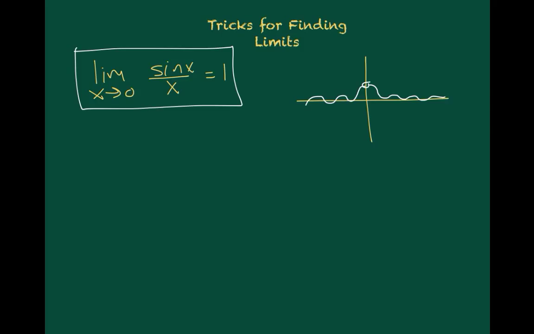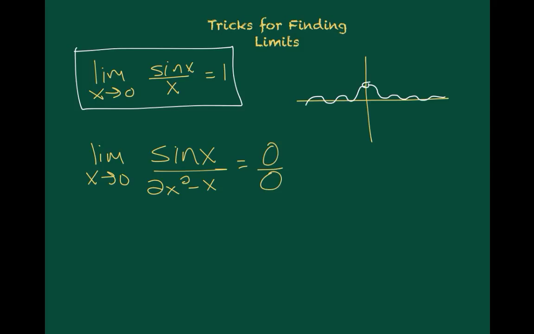So for instance, we might get something like this: the limit as x approaches 0 of sine x over 2x squared minus x. Now, if you plug in 0, you're going to get the sine of 0 over 2 times 0 squared minus 0. You're going to get 0 over 0. But once again, that's our sign that there's a hole here and we can fix it. So let's try factoring the denominator. So we get the limit as x approaches 0 of sine x over x times (2x minus 1).